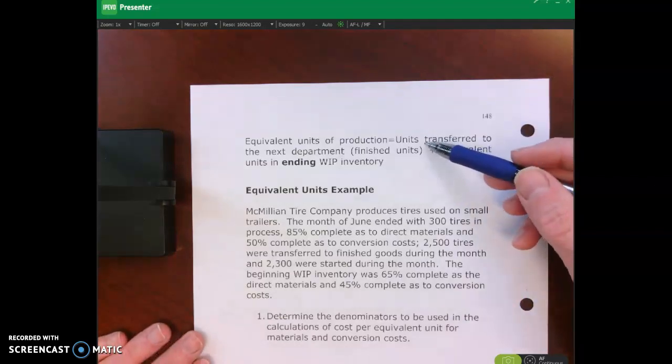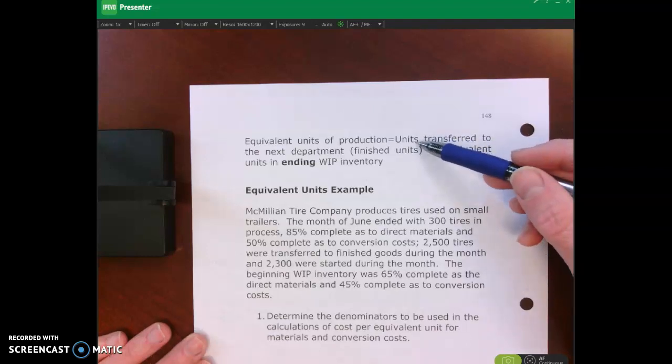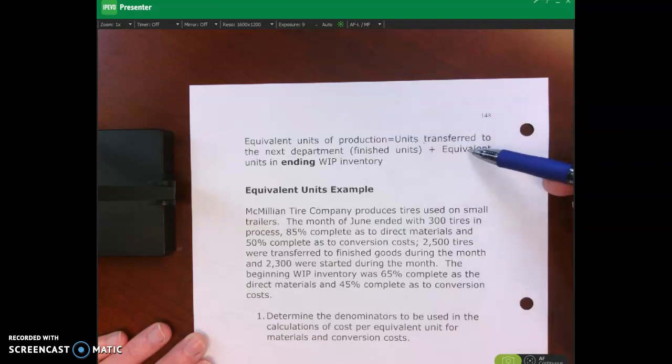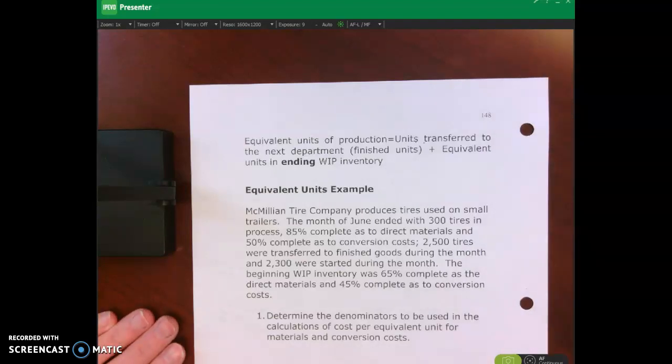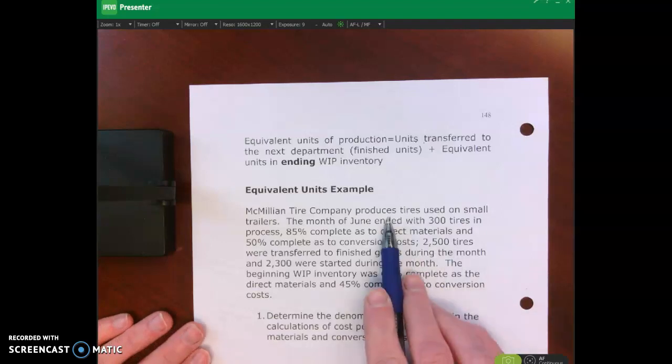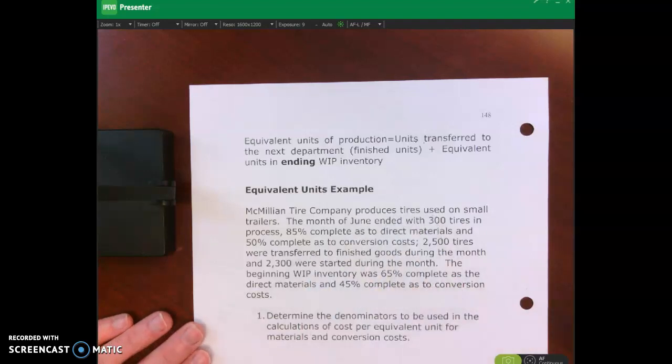Okay? So when we look at our denominator for calculating our average cost per unit, it's going to be equal to, just like I was saying with those bars of soap a few minutes ago, the total number of units completed, plus the equivalent full units in ending work in process. So let's take a look at our example with McMillan Tire Company. McMillan produces tires that are used on small trailers.